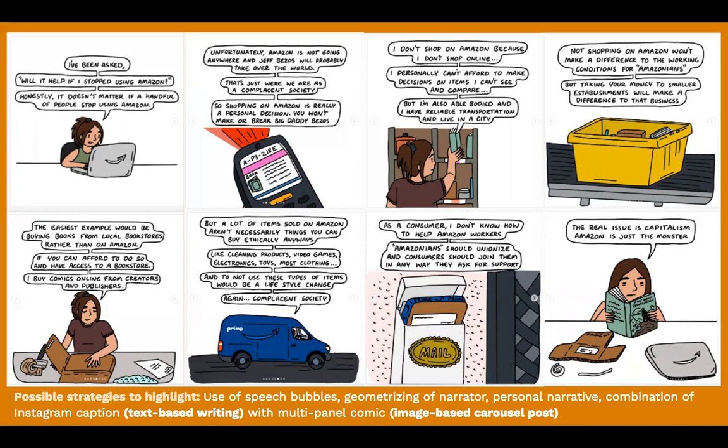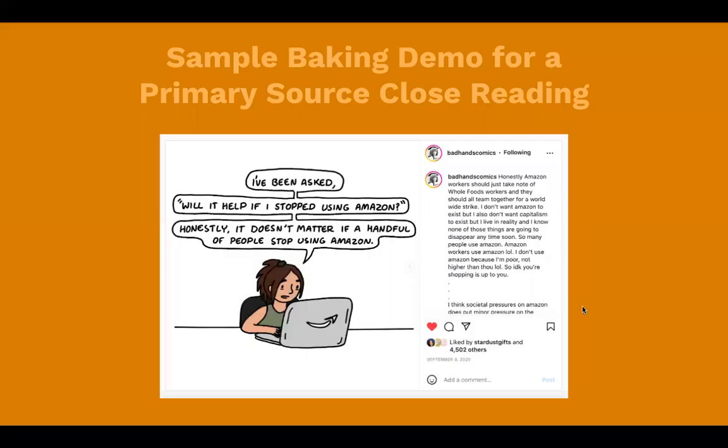You could also consider the combination of the Instagram caption or text-based writing with multi-panel comic or image-based carousel posts. So for example, looking back to this slide, we not only have the comic itself, but we also have the caption posted beneath the post that expands on what Nes Garza is talking about in regards to Amazon. So if you decided to work with one of the comics for the final project, perhaps you talk about what is conveyed through the caption as one example of a primary source close reading, where you analyze what types of information is provided here.